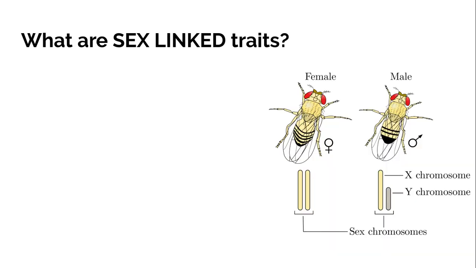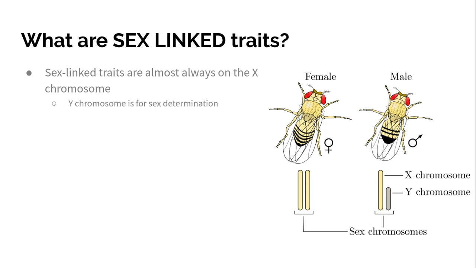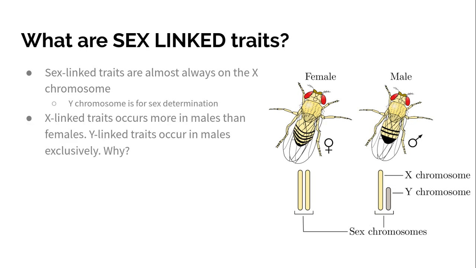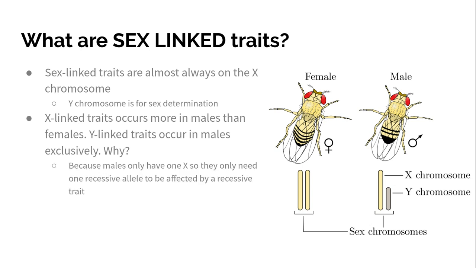So essentially, it comes down to what are sex-linked traits. They are traits that are almost always carried on the X chromosome. So the Y chromosome, again, is for sex determination. And X-linked traits occur more in males than in females. The reason for that is because males only have one X. So you either have it or you don't, there's no in between like there is with females for heterozygous. Males can either express red or they can express white.